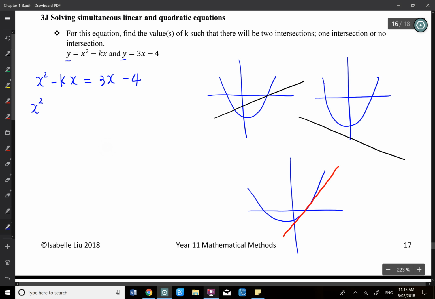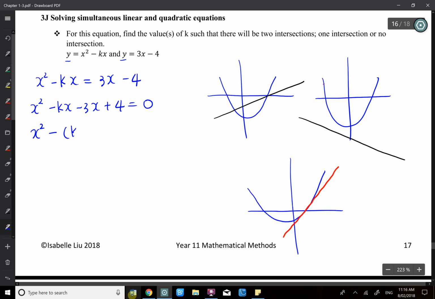So how do we solve a quadratic? We make one side equal to 0 and factorize and so forth. So we follow the same steps. So minus kx minus 3x plus 4 equals 0. We can see the middle two terms, they all got x. So x squared minus (k plus 3)x plus 4 equals 0. We combine the k and 3 to become the coefficient of x.